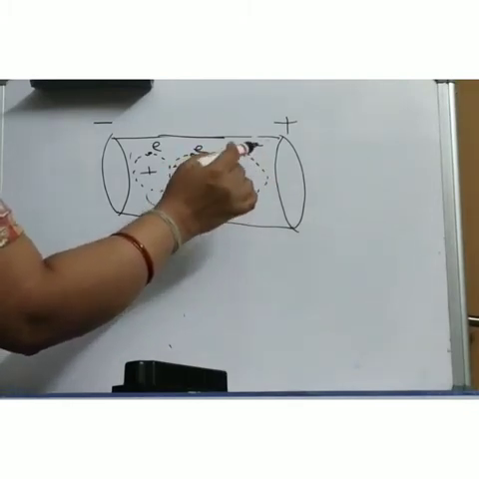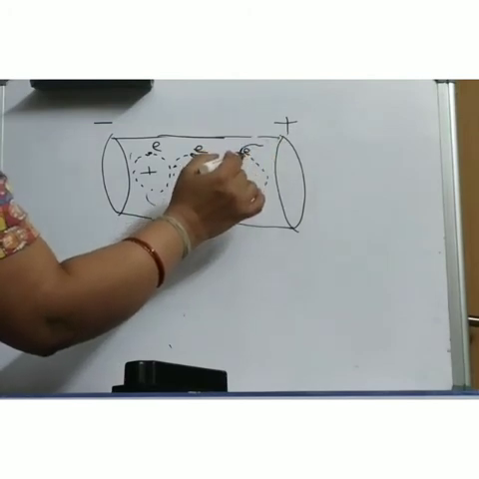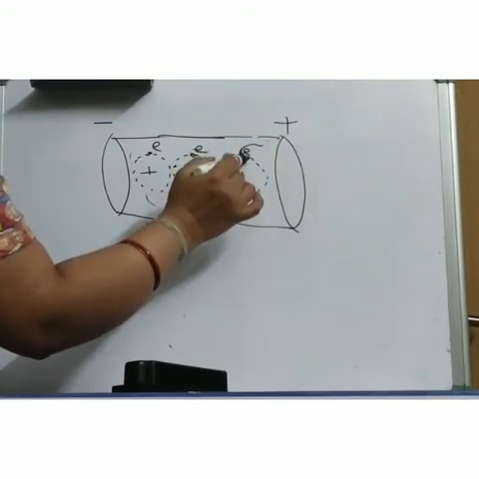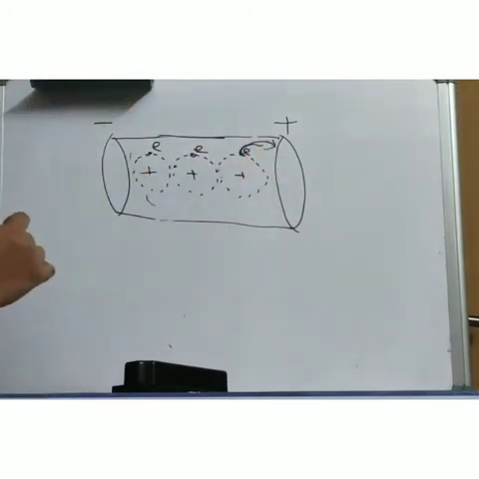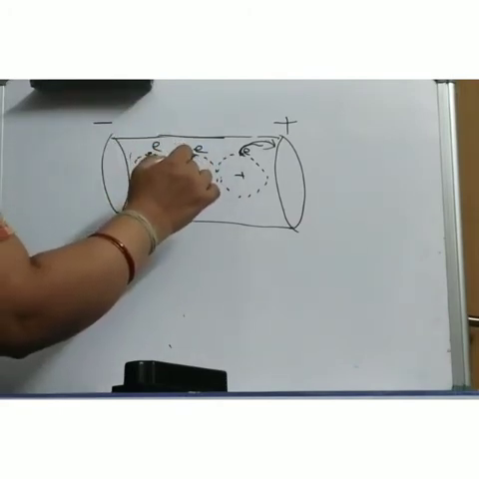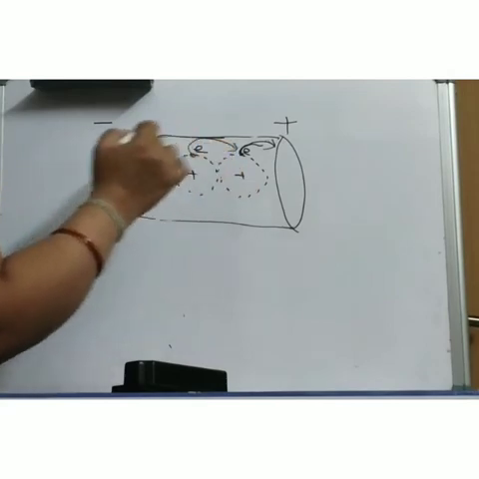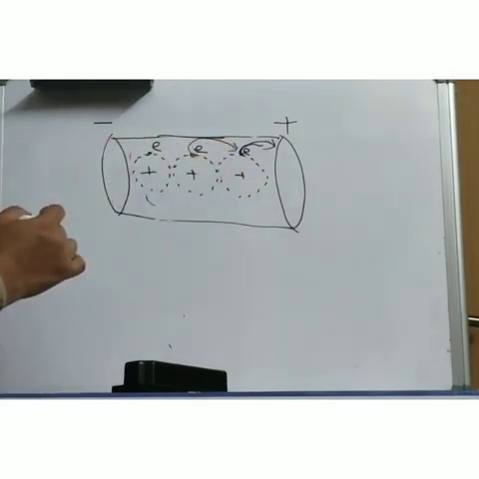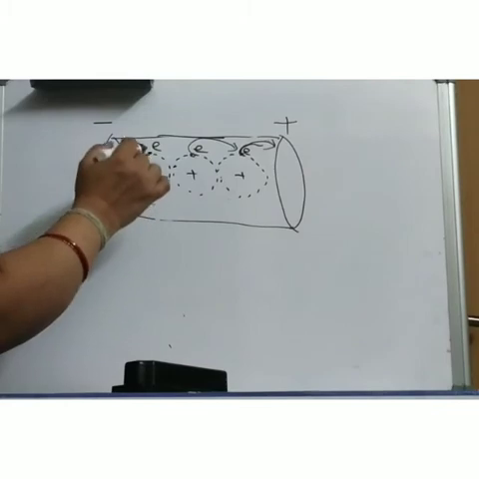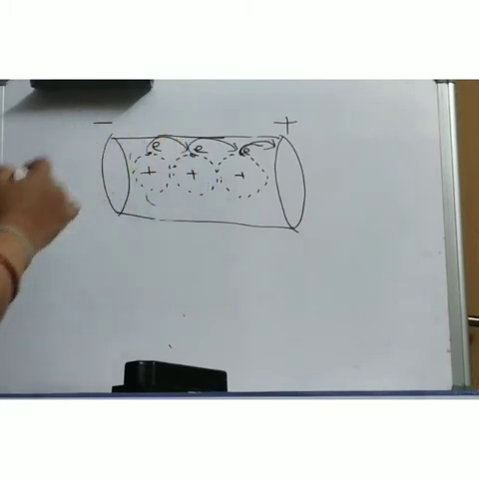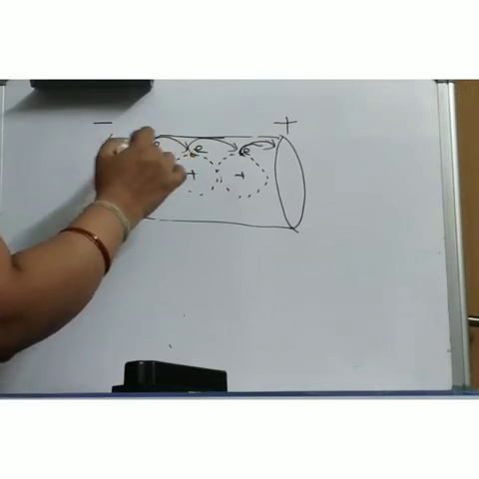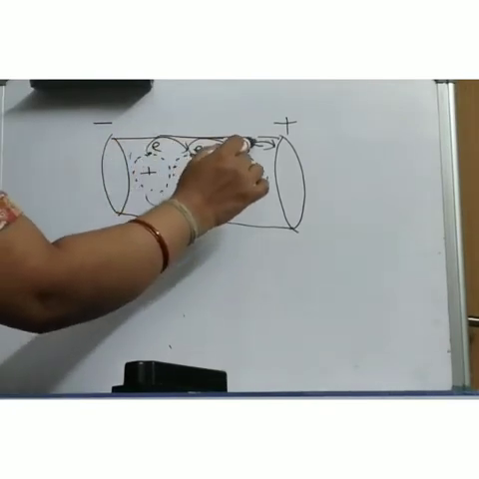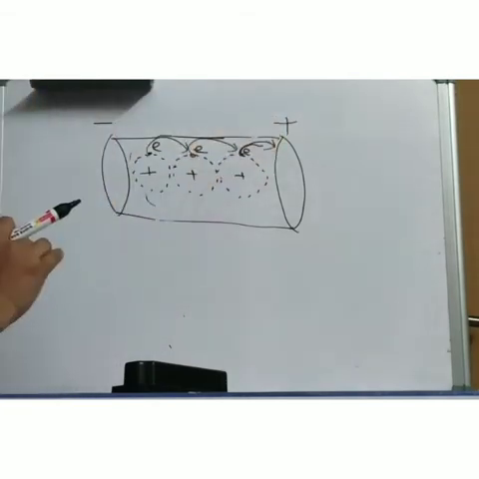So where will it move? Since this is the positive terminal and electrons are negatively charged, this electron will now move towards the positive terminal. So what will happen? This place becomes vacant. So now this electron will move to this place, and to fill up that place, this electron will come and take this place. So what you are observing is that electrons are flowing like this from negative to positive.